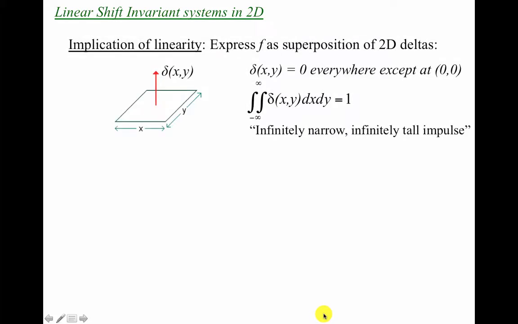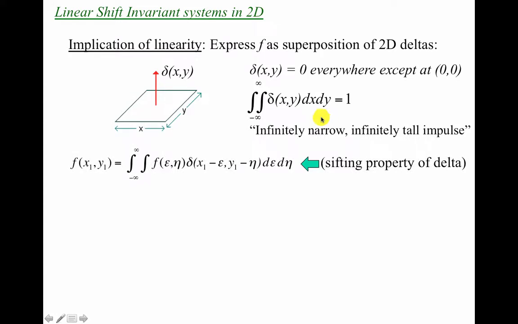Linearity applies also the same way as in the 1D case, so we can define the delta function in 2D as a function that's 0 everywhere except at the origin, but if we take the integral over the whole plane, this integral is equal to 1. So intuitively this is an infinitely narrow, infinitely tall impulse.